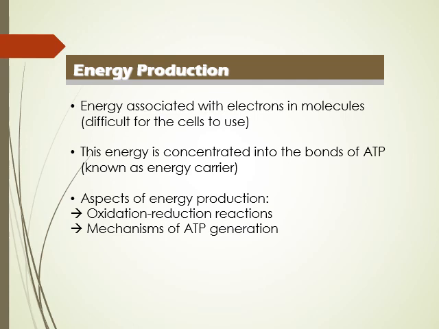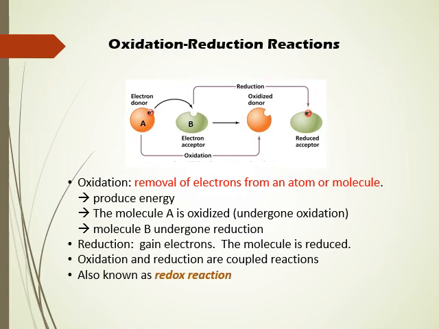There are a few ways of how energy is produced in the cells. Number one is through the oxidation reduction reaction. The other two are the mechanisms of ATP generation. First, let's have a look at the oxidation reduction reaction, or redox reaction.